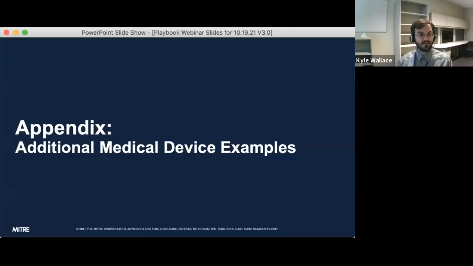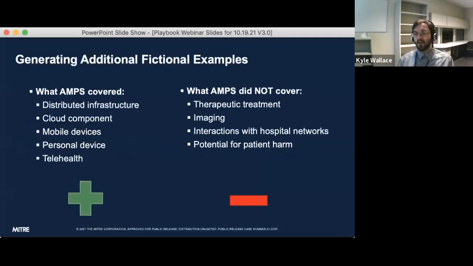So the obvious question in generating additional medical device examples is, well, what have we done so far and what is there left to do? We've already talked about one of the examples that we used to serve as the vehicle for talking about threat modeling in chapter 2.